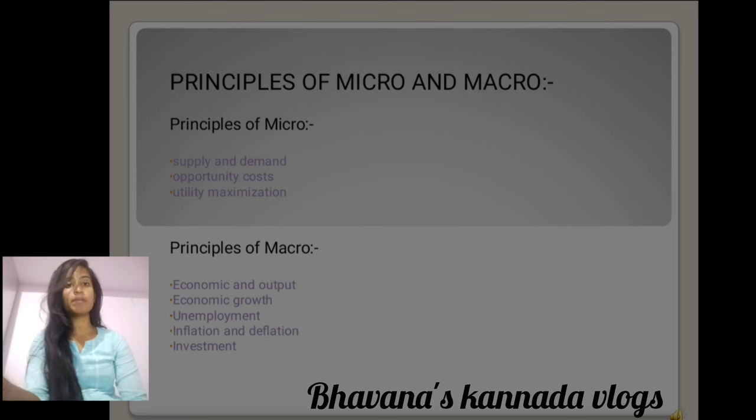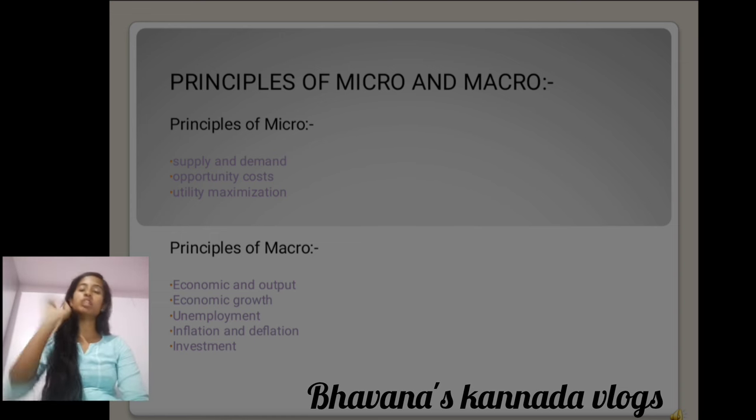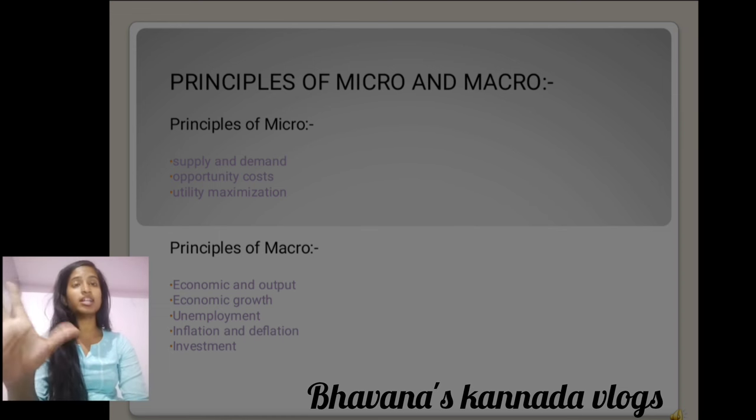Now let us move to the principles of micro and macroeconomics. First, I listed the principles of microeconomics. The first one is supply and demand. Basically, supply and demand should be equal in the market. Sometimes supply is more and demand is less, or demand is more and supply is less. Anything can happen, but supply and demand should be equal, then the business is stable in the market. Supply should match the production at the price demanded by the customers. Supply and demand should always be equal, as I told you before.